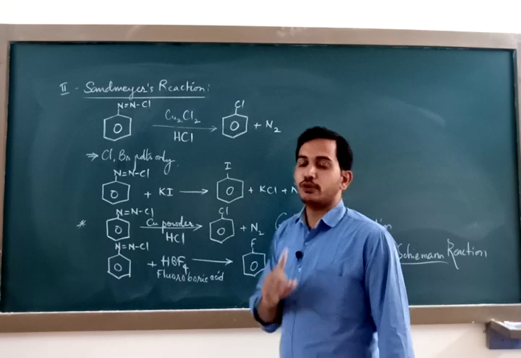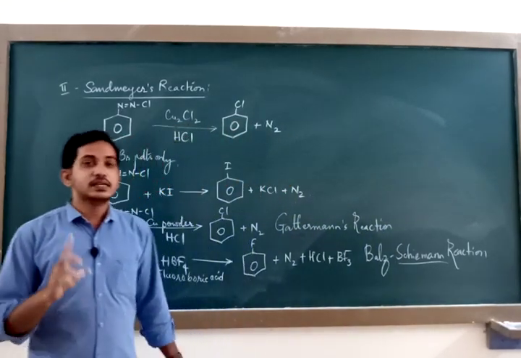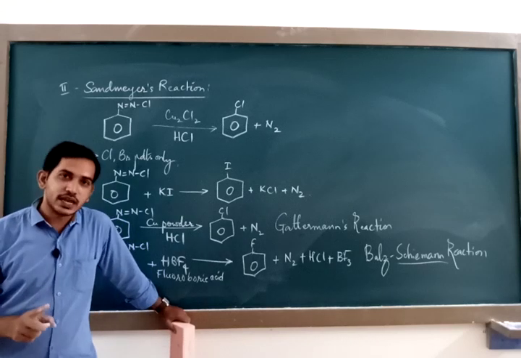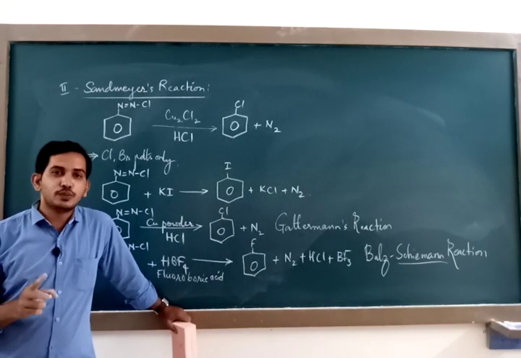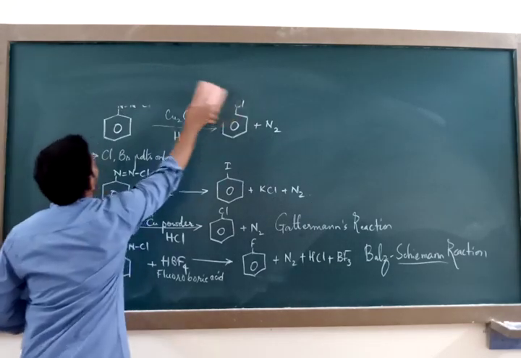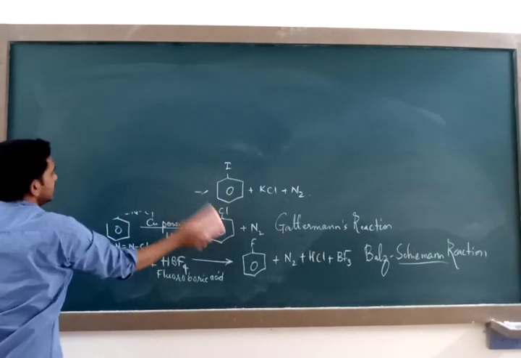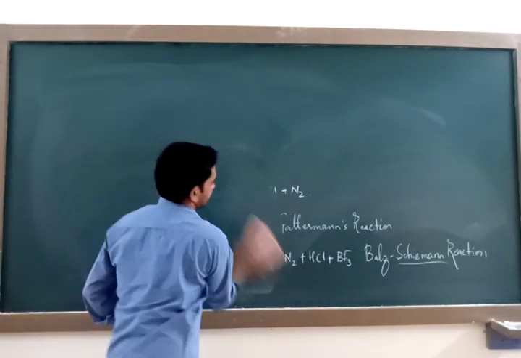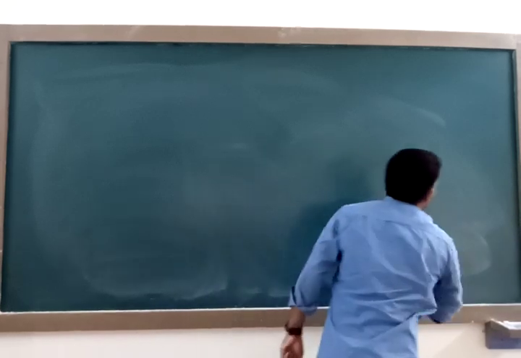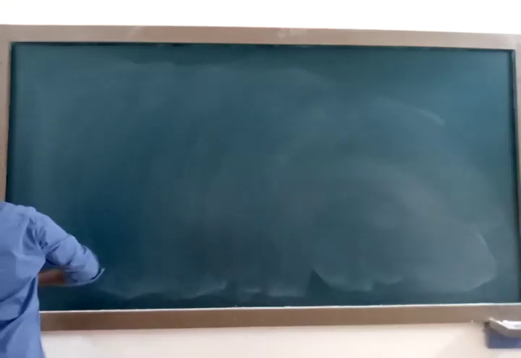So you can prepare fluorobenzene by Balz-Schiemann reaction. You cannot prepare iodobenzene by Sandmeyer's reaction. Sandmeyer's reaction is valid only for preparing chlorobenzene and bromobenzene. These were the only two methods of preparation for haloarenes. Next we shall see their chemical properties. There are no physical properties to be studied. Directly we shall study the chemical properties of haloarenes.